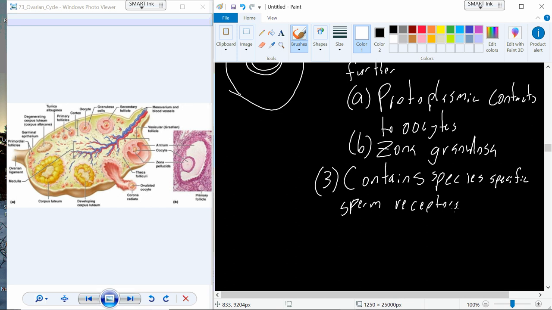I have no clue why these sperm receptors exist. And if you think about it, why would they exist? What's the implication here for species-specific sperm receptors? The implication is that this prevents cross species fertilization.